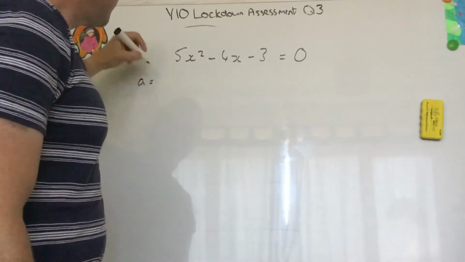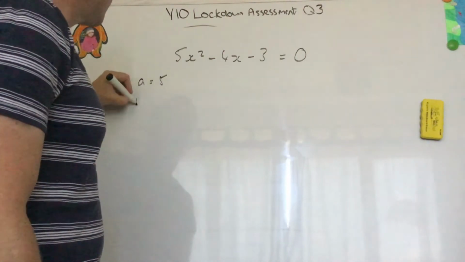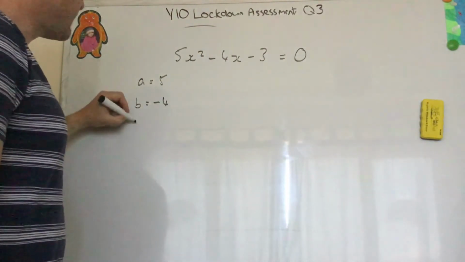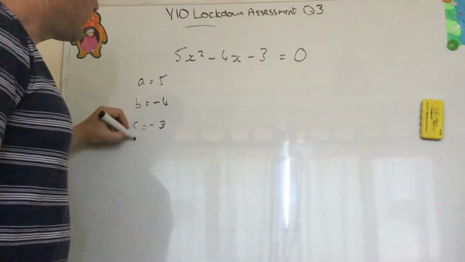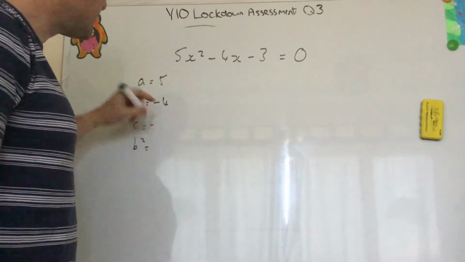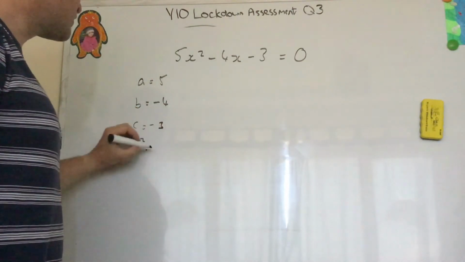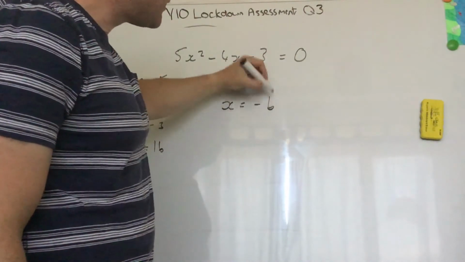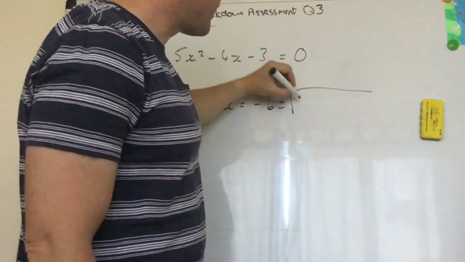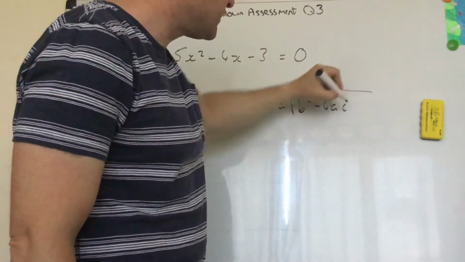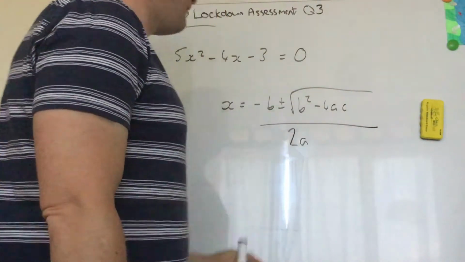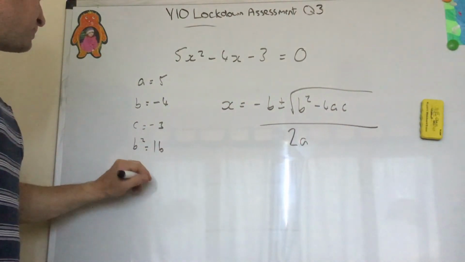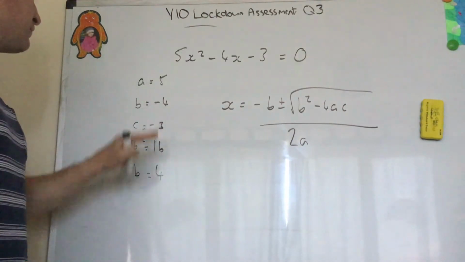So a is the number of x squareds, 5. b is the number of x's, minus 4. c is the number at the end, minus 3. And I'm always tempted to write what b squared is here to make sure it's positive. Minus 4 times minus 4 is 16. My formula says x equals minus b plus or minus the square root of b squared minus 4ac all over 2a. If you ever get confused with this minus b, put an extra one at the bottom here with a b squared. Minus b is 4, the opposite of b.